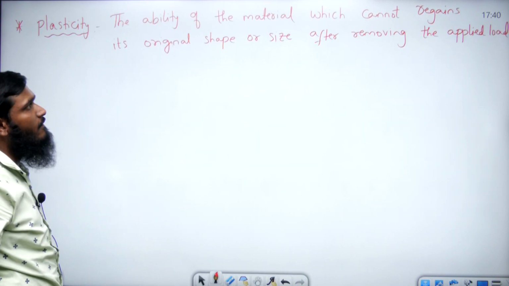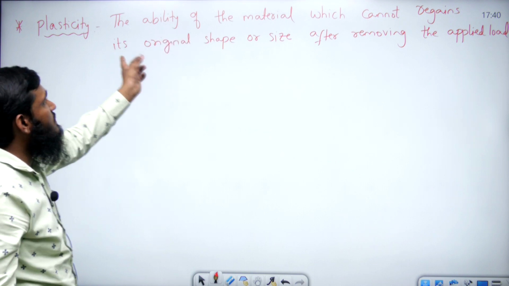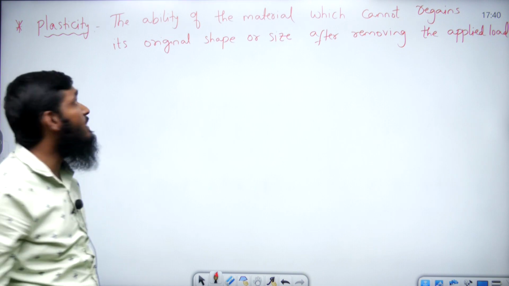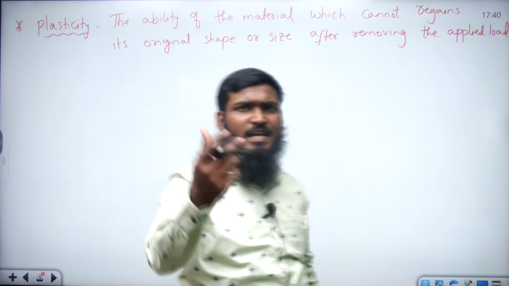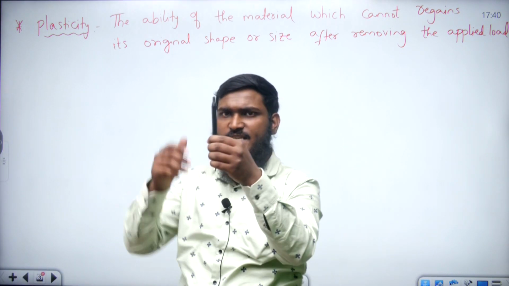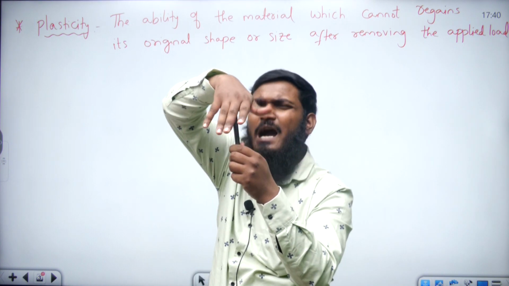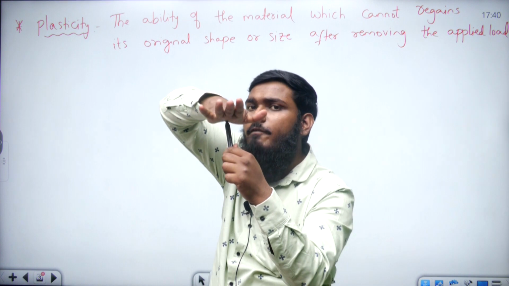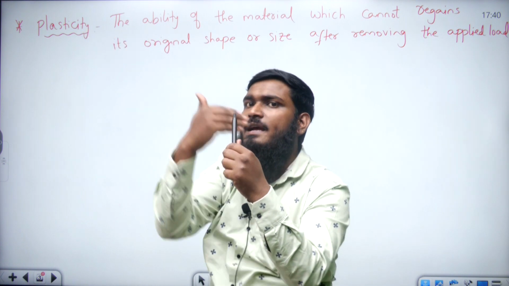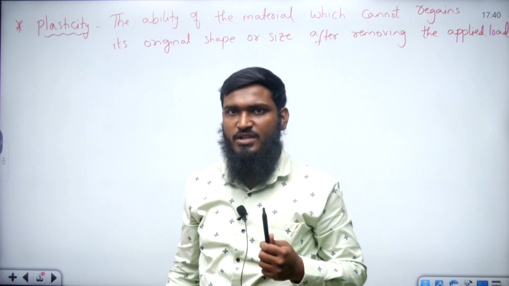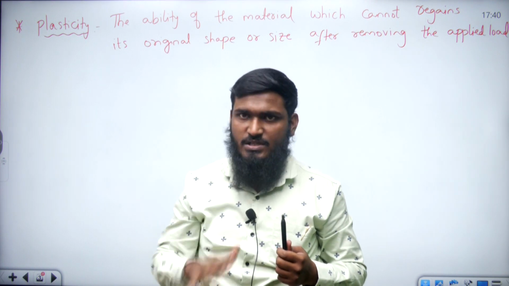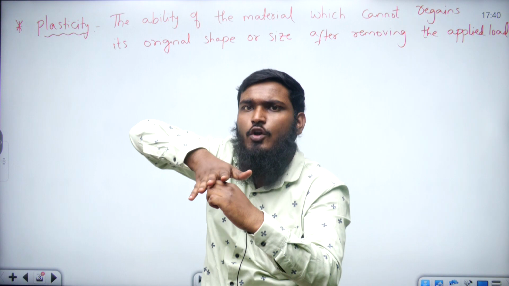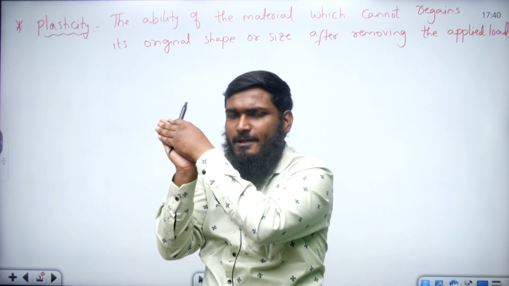Now in this part what we have taken, which cannot regain to its original shape or size after removing the applied load, this part we are calling it as what? Plasticity. So that same example we are taking over steel scale. If you are bending up to some limit, whenever we are removing the load, what is happening? It is coming back to the original position. That is what elasticity.